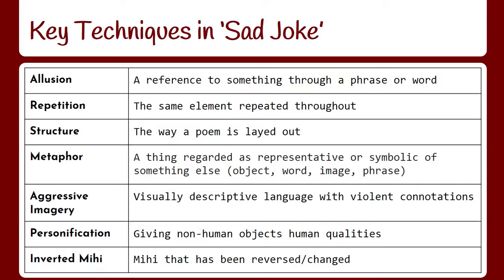So you can see we have an allusion, which is a reference to something through a phrase; repetition, which is self-explanatory, something repeated; structure, so literally how it's laid out on the page; a metaphor, which is something that's regarded as something that it's not, saying something is something it's not; aggressive imagery, so language that's violent or angry in some way; personification, or giving non-human objects human qualities; and inverted mihi, so that mihi introduction that has been reversed or changed in some way.